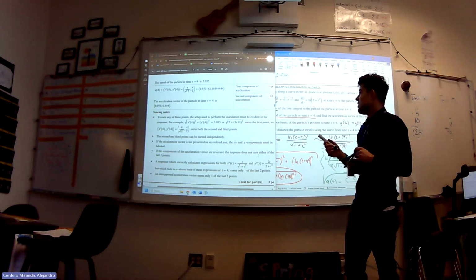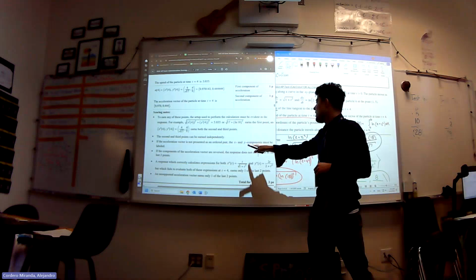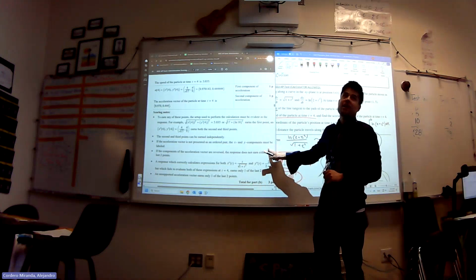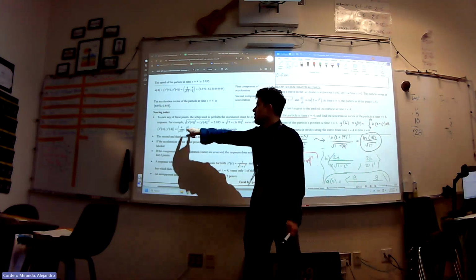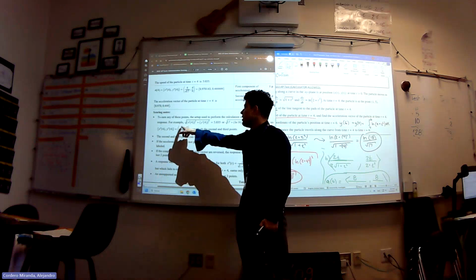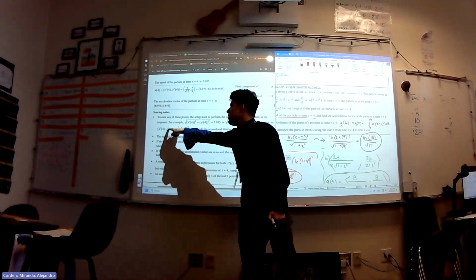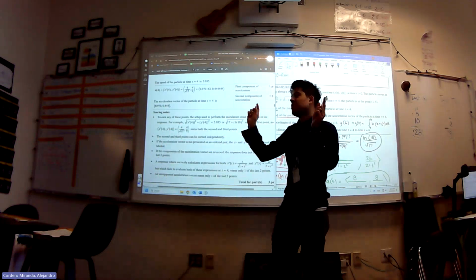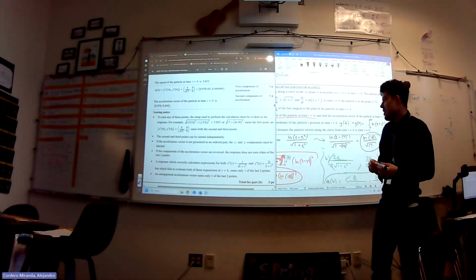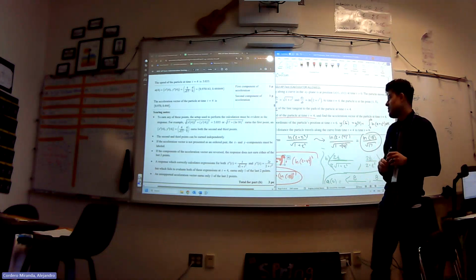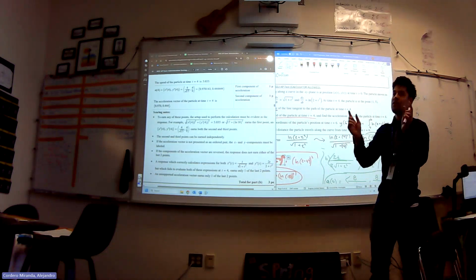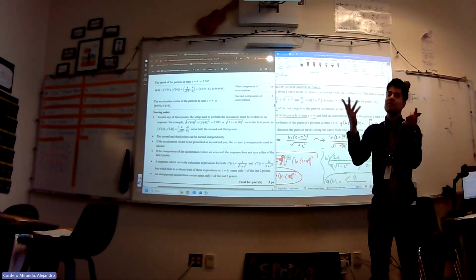Acceleration vector is not presented as an ordered pair. The x and y components must be labeled. As in, you could have not put a comma between them, but you could have put x double prime of 4 equals this, y double prime of 4 equals this separately, and they would have taken that apparently. If the components of the acceleration are reversed, you don't get any of the points. So had you put the y part first, y comma x, you don't get the points.